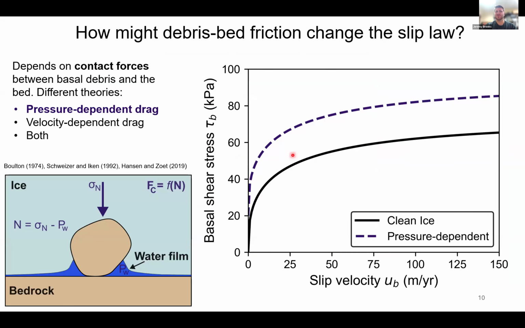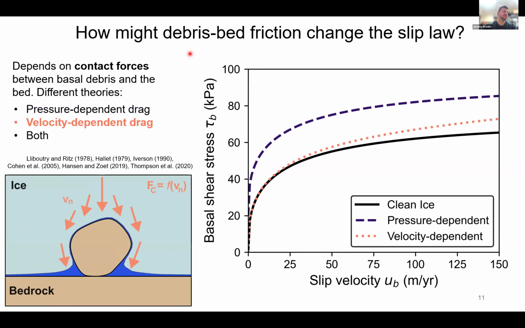So just a brief review of existing work on this to think about how debris bed friction might change the form of the slip law. There are two main variables that would affect debris bed friction, which affect the contact forces between debris being pushed against the underlying bed. So if we assume that the clean ice slip law would look something like this, then if we have effective pressure that controls debris bed contact forces, the slip law would look something like that, where you're increasing the magnitude of basal drag, but you're actually not changing the functional form of the slip law in terms of plotting slip velocity versus basal shear stress.